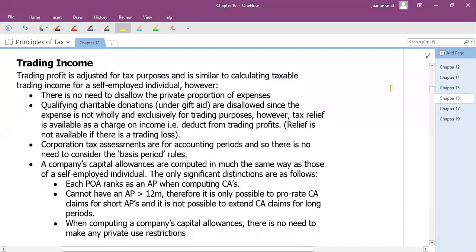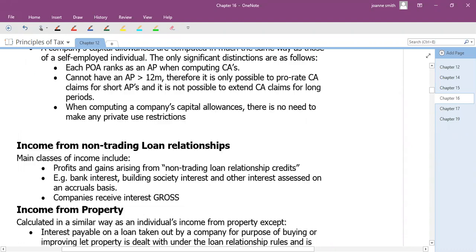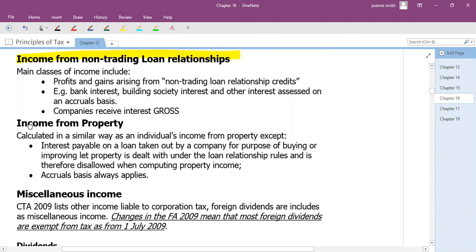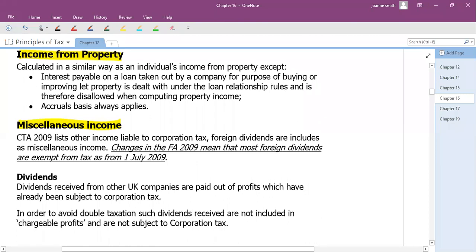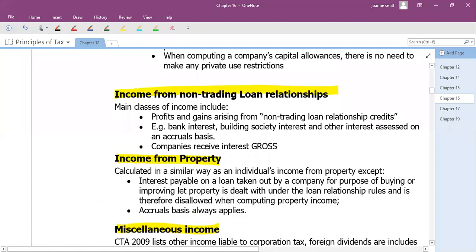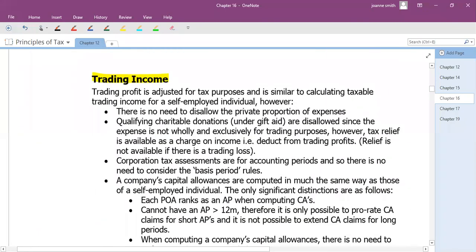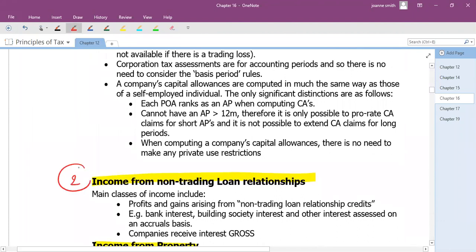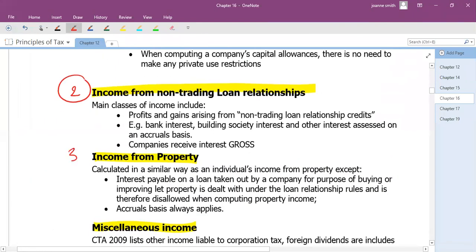So a business will have lots of different types of income. They might have some trading income, they might have income from loan relationships like interest, they might have property income, and then there's other bits and pieces they might get which we call miscellaneous. And then finally we've got some dividends. So what I'm going to do then, I'm going to label these so we know that they are all different types of income that a company might have.